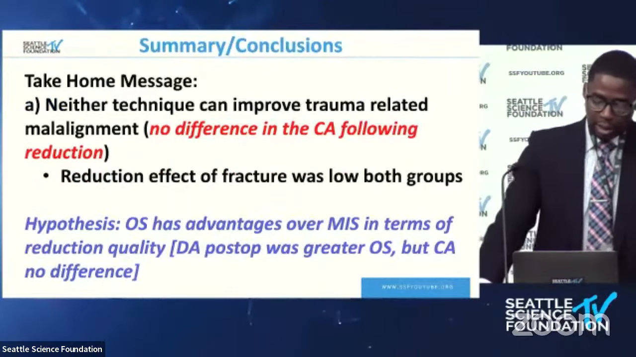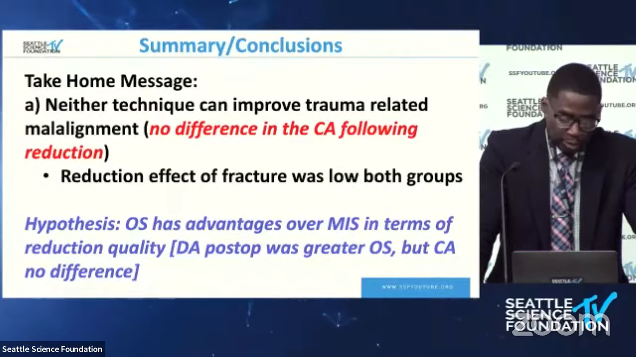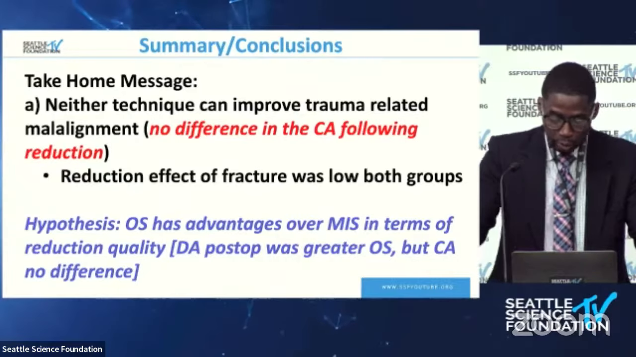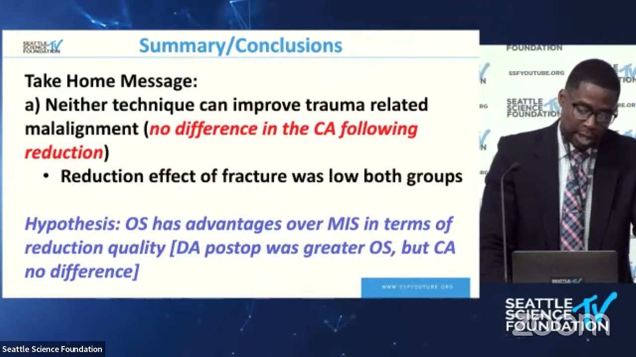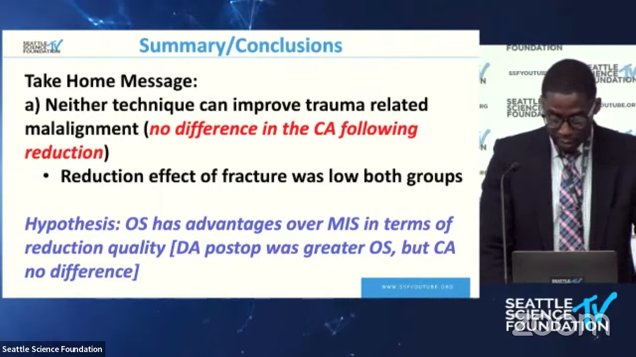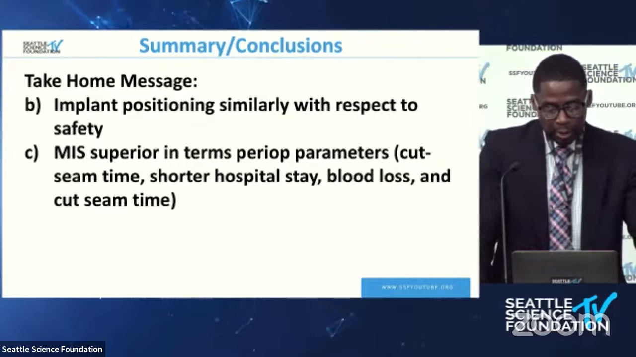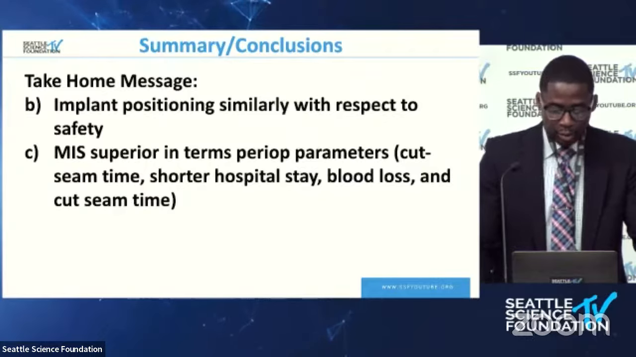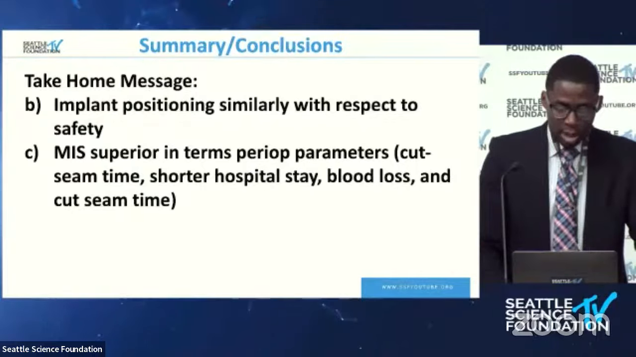Take-home message, neither technique can improve the trauma-related malalignment. So there was no difference with respect to the correction angle. So the reductive effect of the fracture was low within both groups. So this again met opposition from their hypothesis. However, with the small sample size, again, this could not be confirmed within this group. And then again, implant positioning was noted to be safe whether you did open or MIS. And then MIS had superior perioperative parameters with respect to the surgical time and the shorter hospital stay and blood loss.